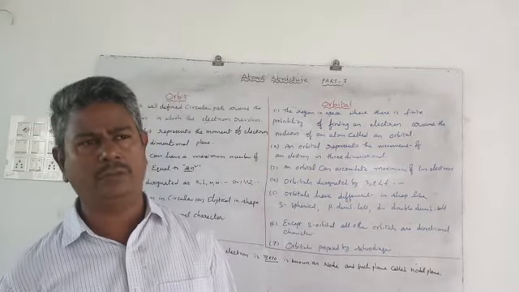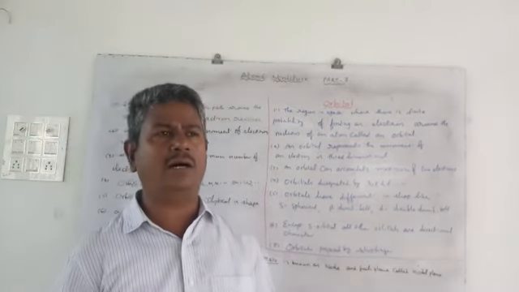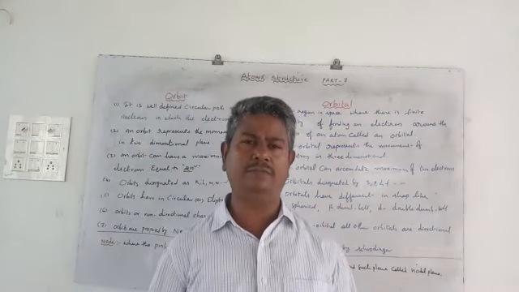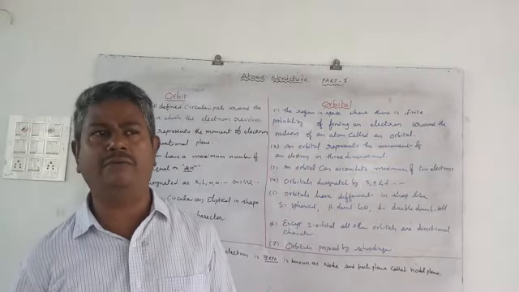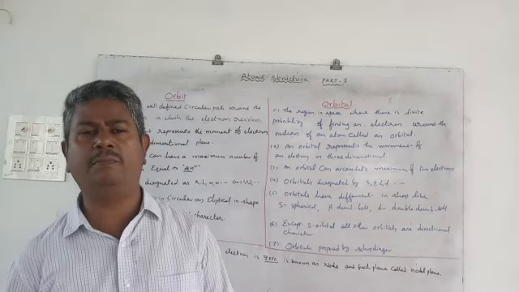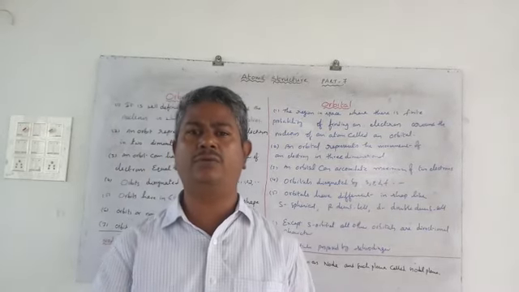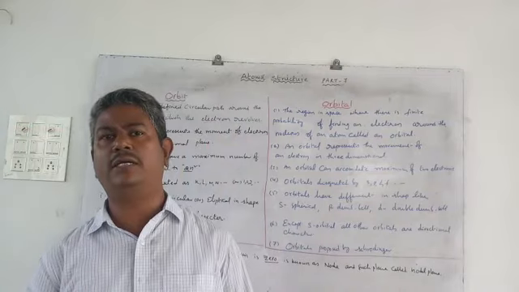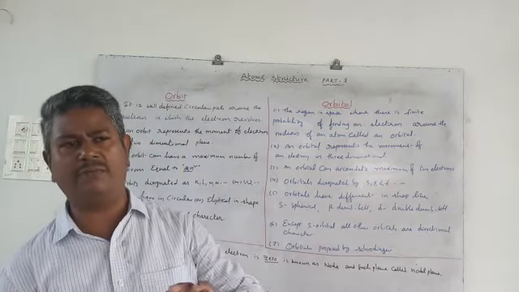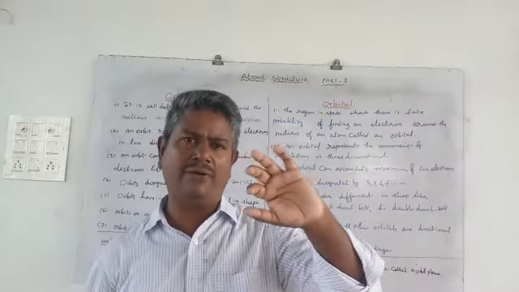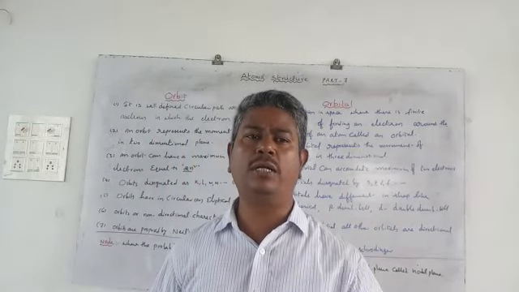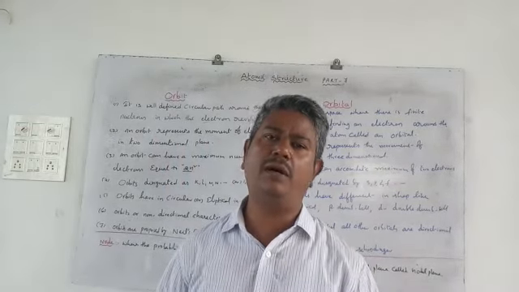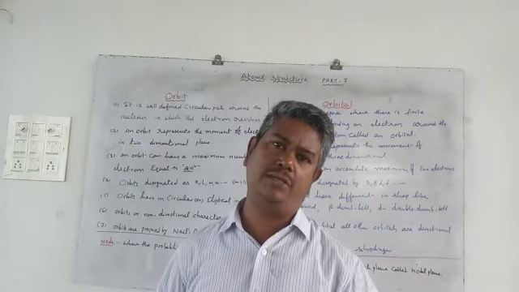Okay, now, what is orbit and what is orbital? Simply, orbit is defined as which one? The revolving path of electron around the nucleus is called orbit. That means the well defined path of electron around the nucleus is called orbit. It is two-dimensional.